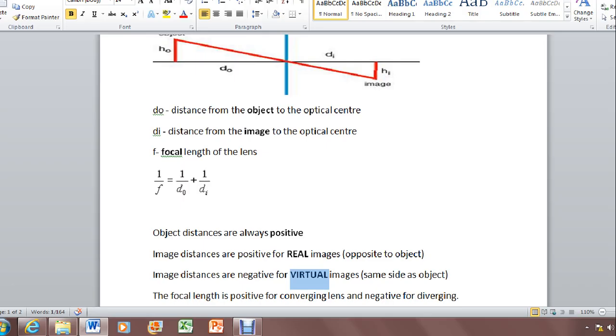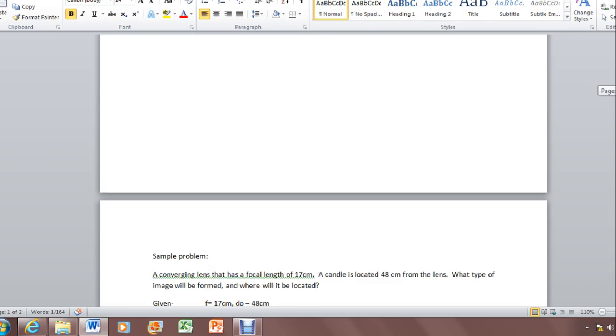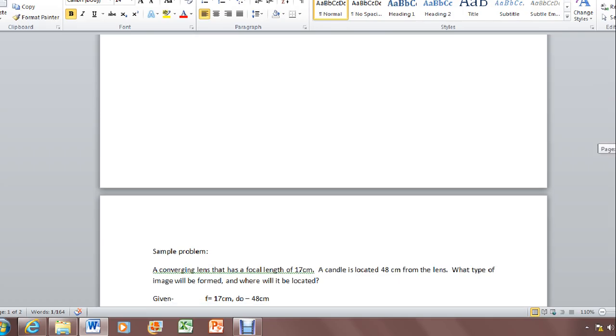All right, and lastly, the focal length will be positive for a converging lens. So if you remember, the light all focuses on the opposite side of the lens, and negative for a diverging lens. So when it's over on the same side as the object. All right, that's pretty much it. And now I'm just going to show you a sample calculation or sample problem here.